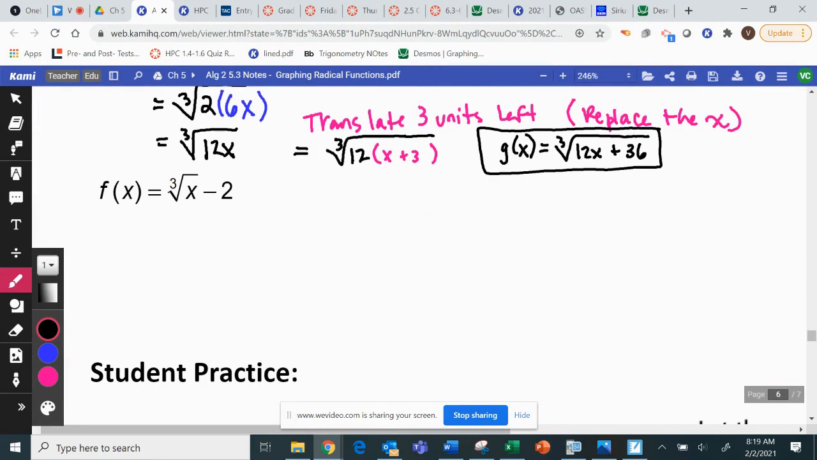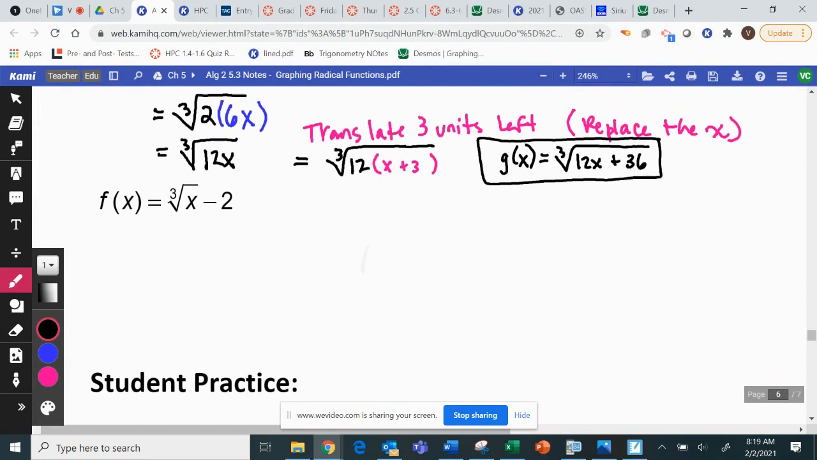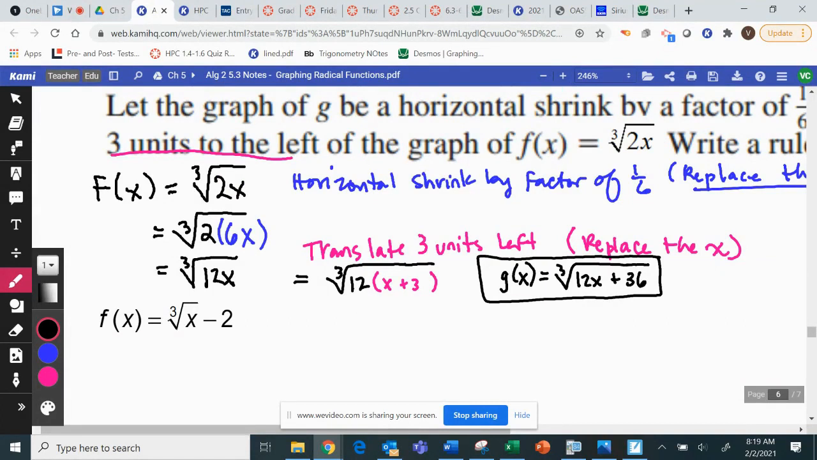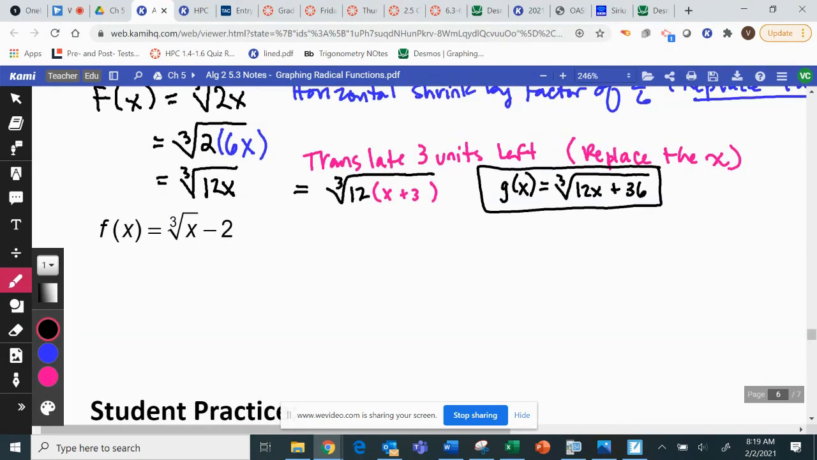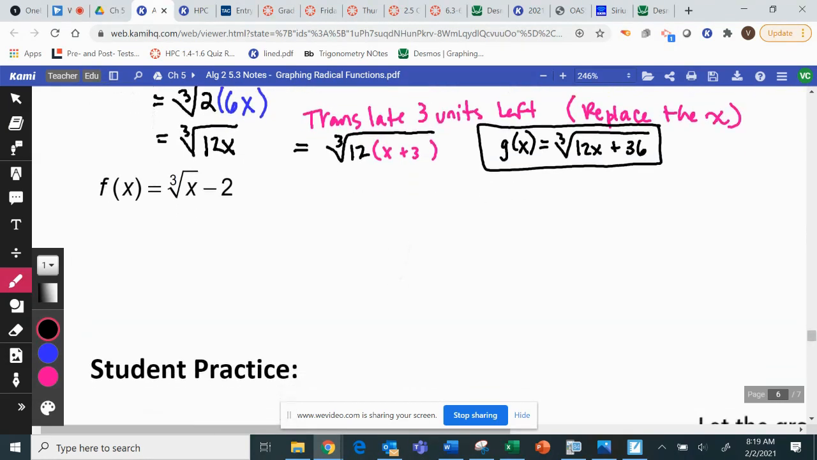So here's another equation, and we're just going to use the exact same horizontal shrink, translate 3 units. We're going to use the exact same thing, but it's just a different question. So the first thing that we're going to do is horizontal shrink, factor of 1/6.